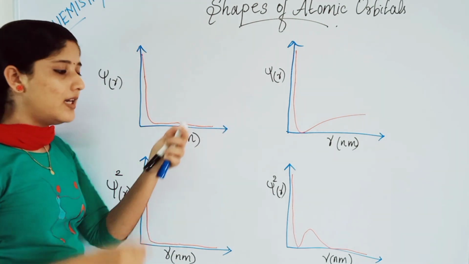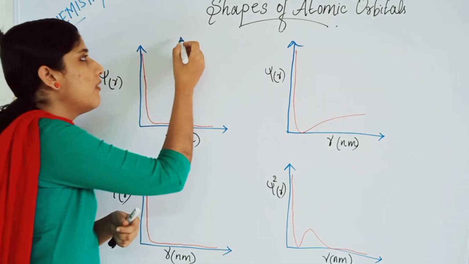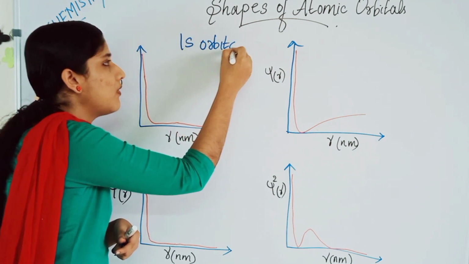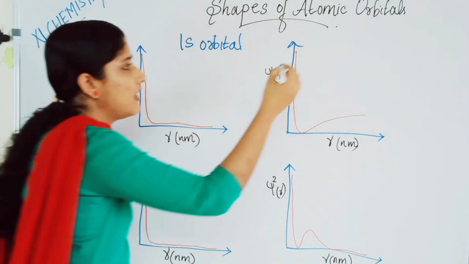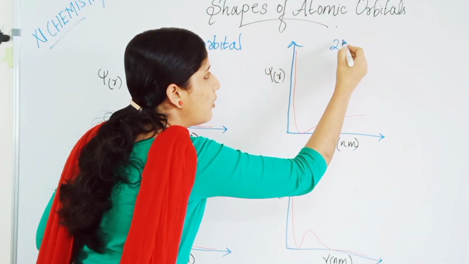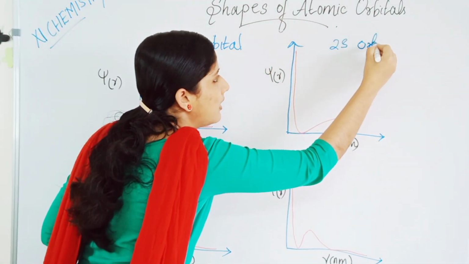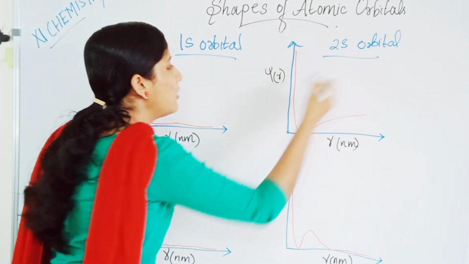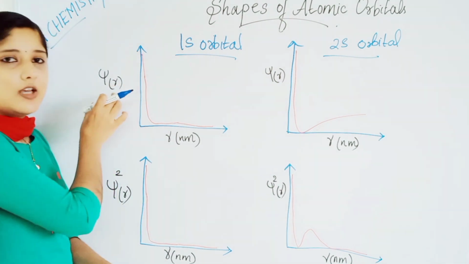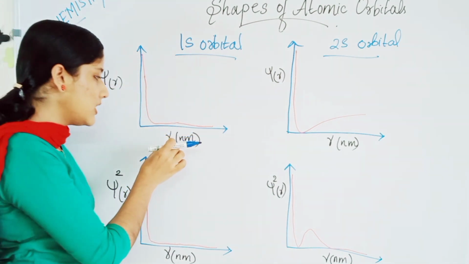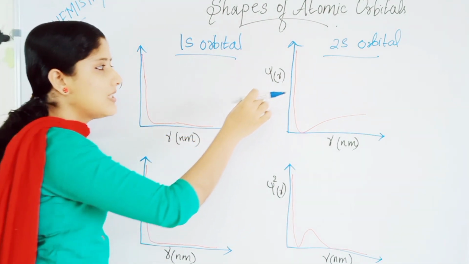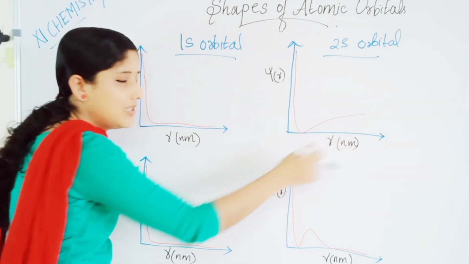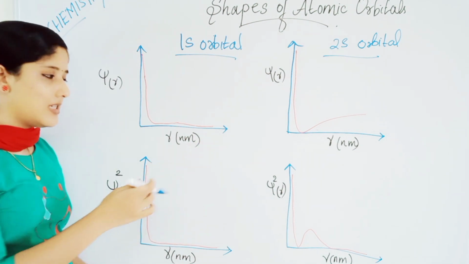Similarly, this is for the 1s orbital, and then the next one is for the 2s orbital. For 1s and 2s orbitals, first is the wave function psi of r with respect to radius. Next is for 2s, psi of r with respect to radius. Radius is measured in nanometers. That has no physical significance.